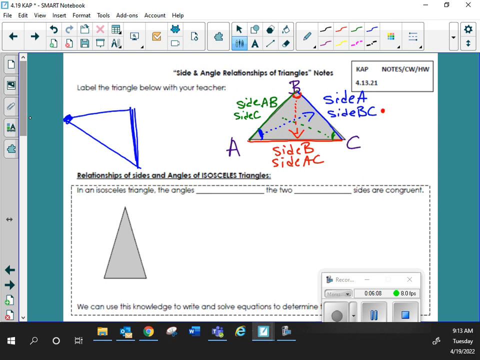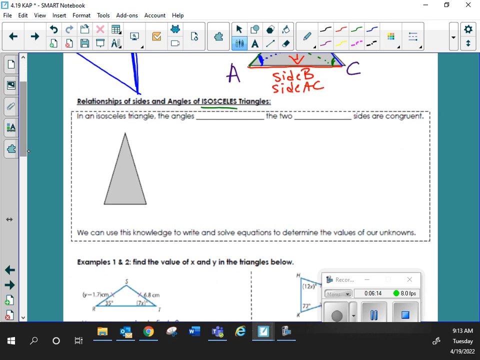Isosceles means what again? Two sides are the same, two sides are congruent. Love that vocabulary. Okay, so in an isosceles triangle, there's a special relationship. The angles across from the two congruent sides, those angles are going to be congruent. Okay, so let's break that down.